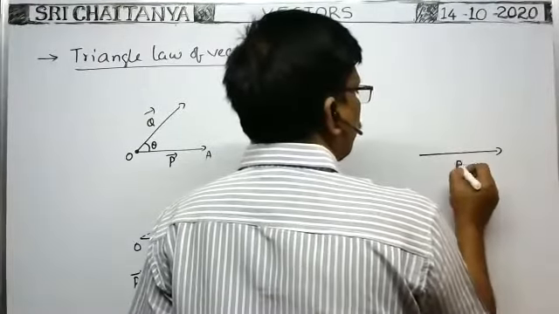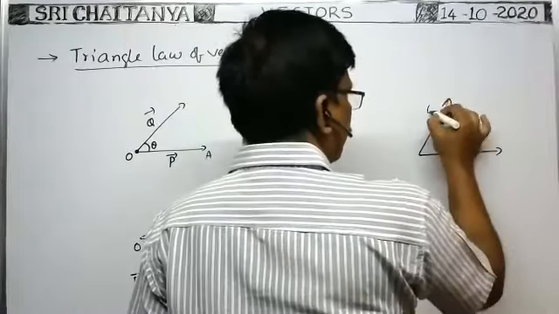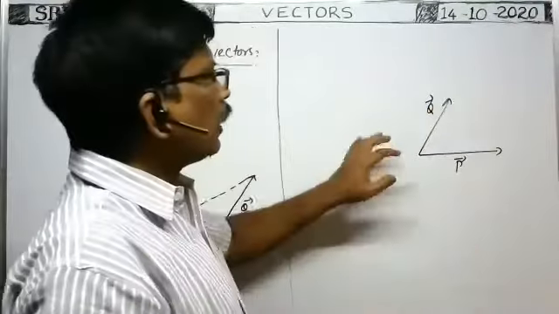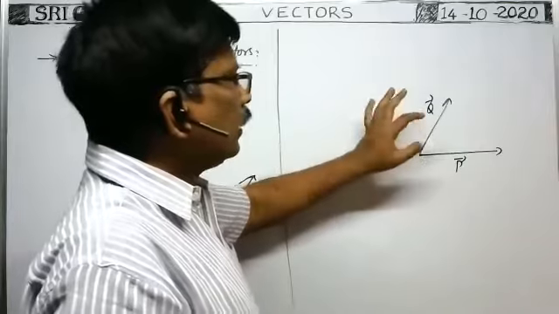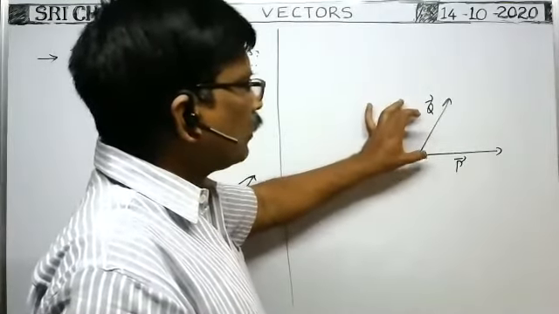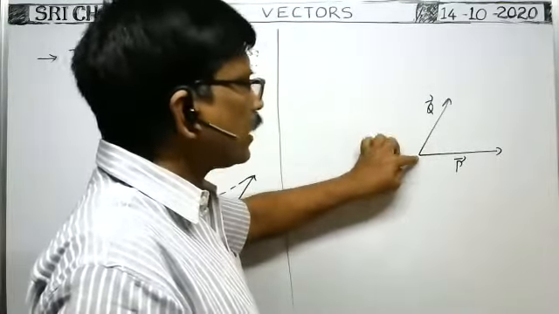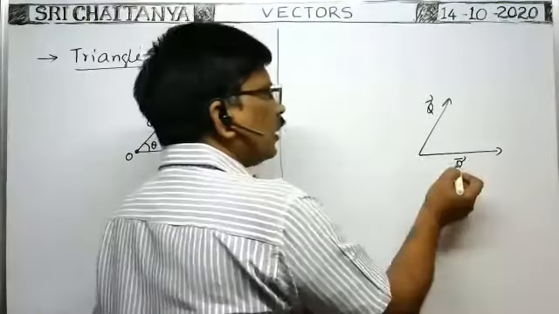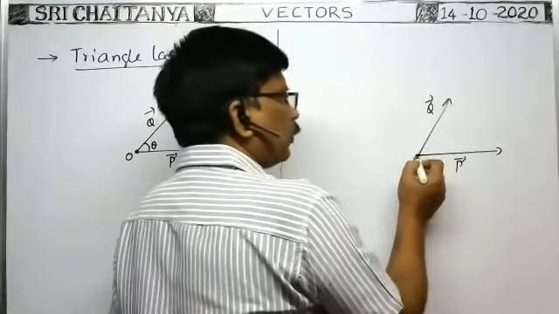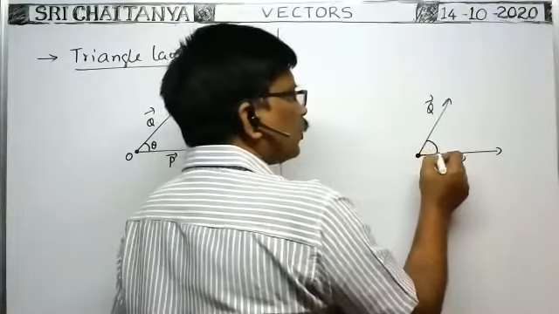Suppose this is one vector p bar, this is another vector q bar. Then what is the angle between p bar and q bar? You take p bar and q bar such that the initial points of the two vectors are coincident. You see the initial point of p bar is here, and the initial point of q bar is also here. Now the angle between these two is this one.